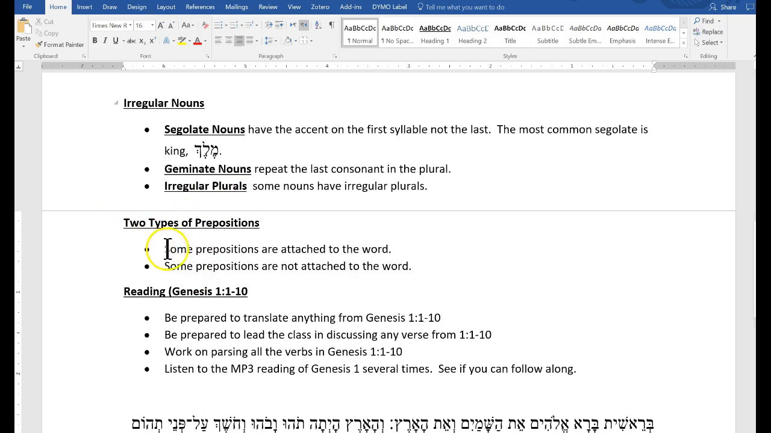Futato points out that there are two types of prepositions. One will be attached to the word, one will not be attached to the word. If that word has the definite article, it will lengthen the shewa if it's an attached preposition.